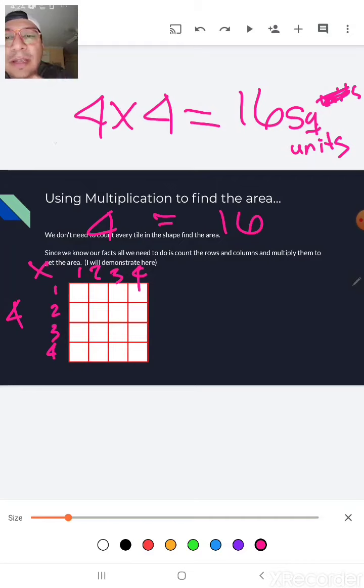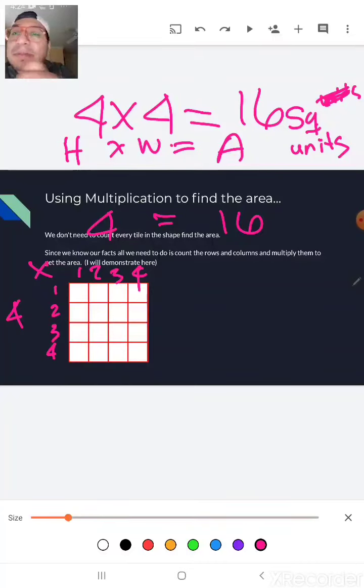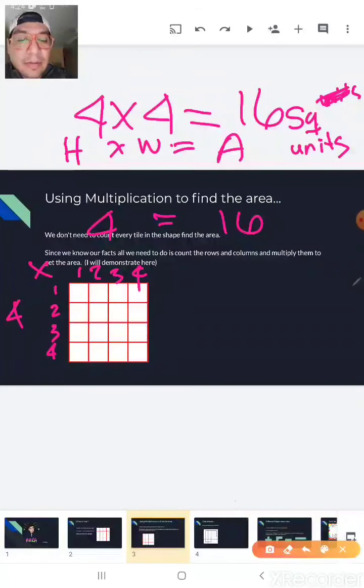So what is it? It is one side, which is our height, times the width, equals A. That would be a formula to figure out the answer: the height of the shape times the width of the shape equals our area. So let's move on in this area topic.